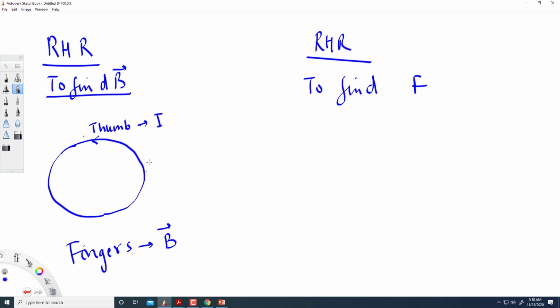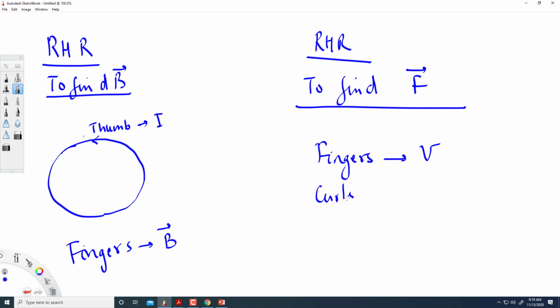And we also used right hand rule to find force. In case of force, point your fingers towards V and curl towards B, and then the thumb will give you the direction of force. Okay, so do not be confused with these two rules.